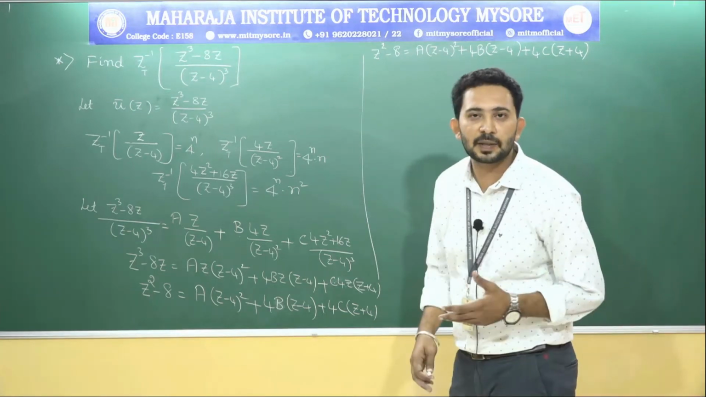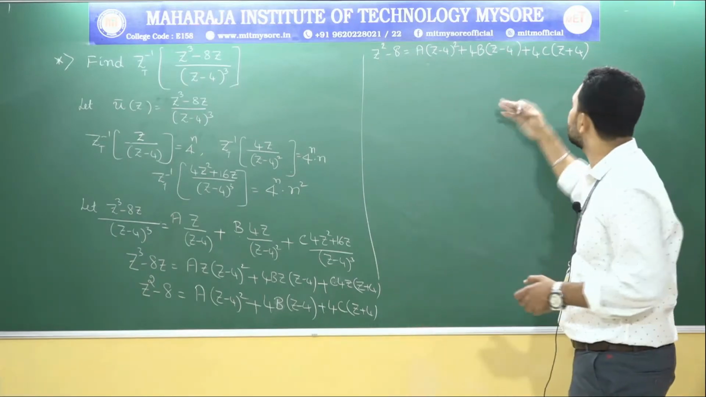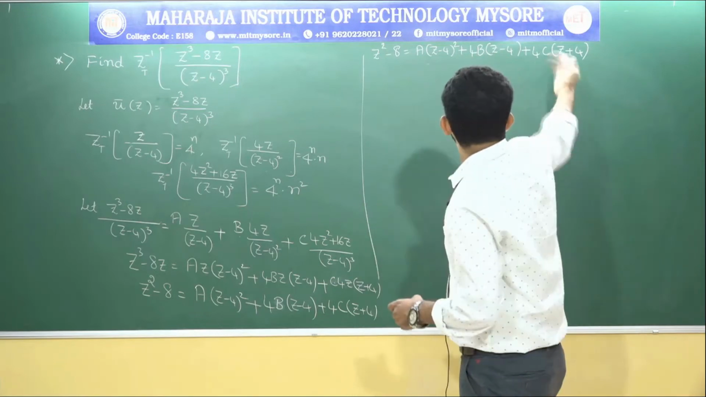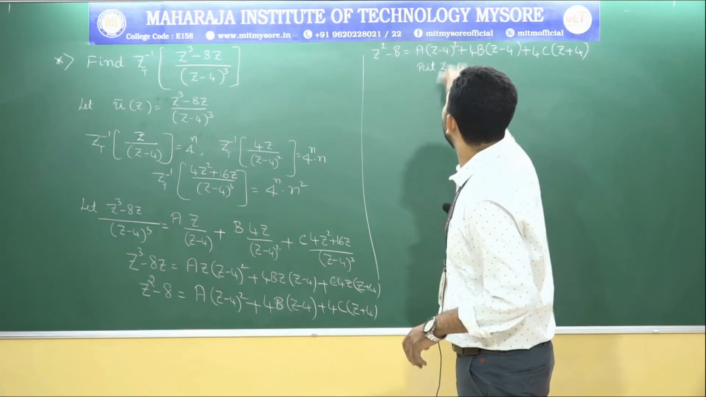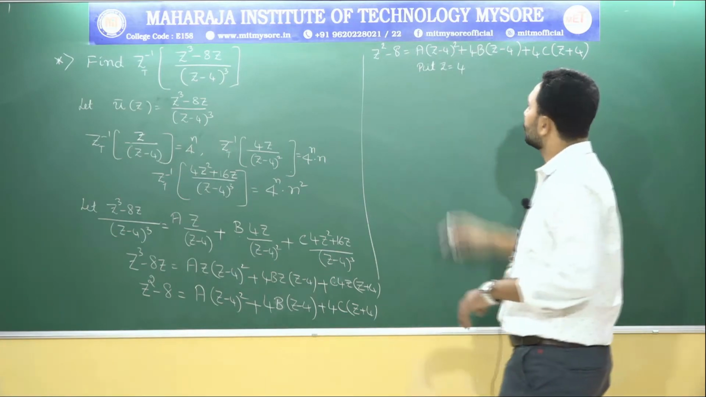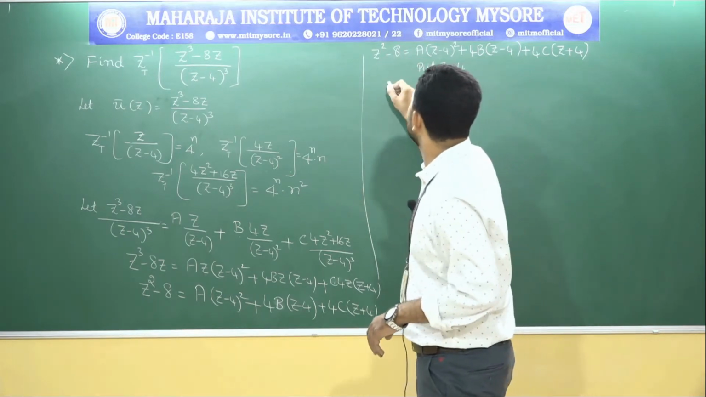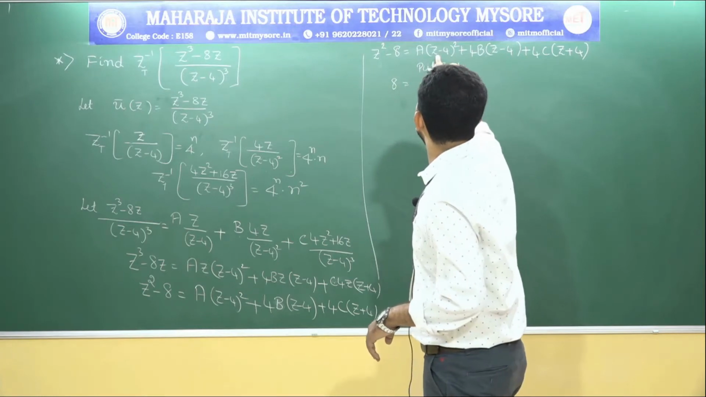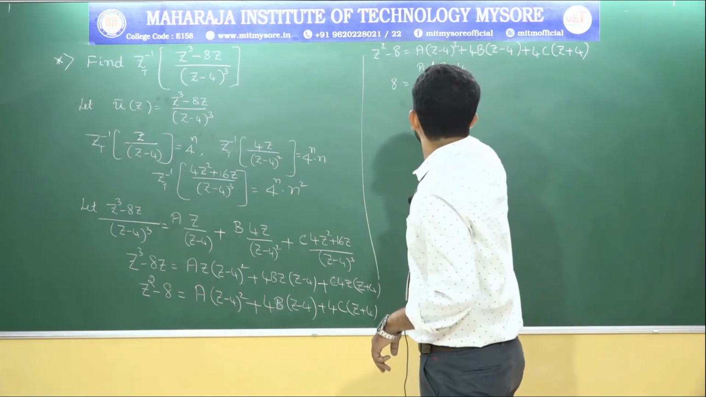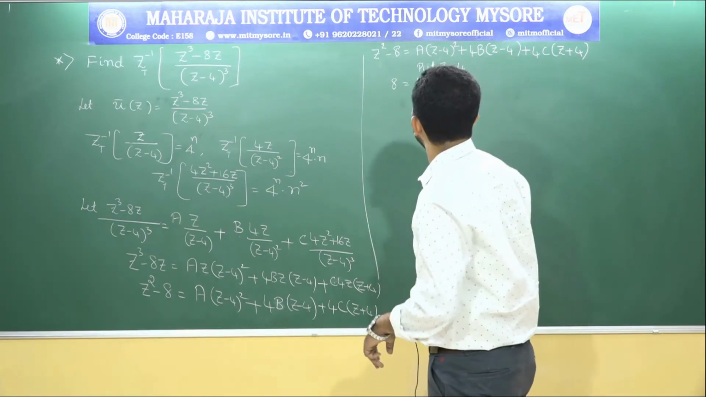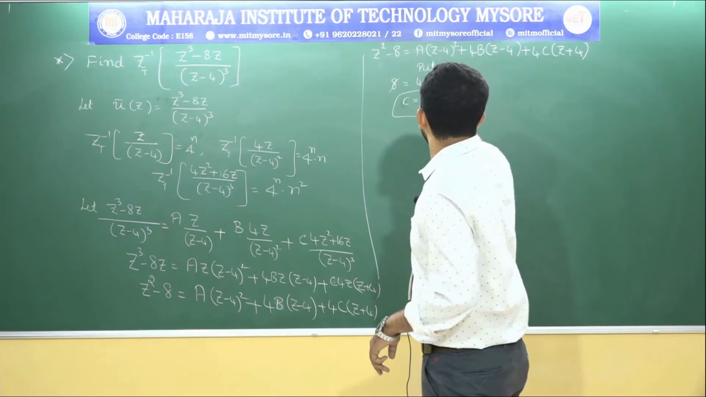We need to find the constants a, b, c. For that, to find a, make b and c 0; to find b, make a and c 0; to find c, make a and b 0. To find c, we can simply put z equals 4. If we put z equals 4, we'll get a and b 0. So z square is 16, 16 minus 8, so 8 equals a into 0, b into (4 minus 4) is 0. We will remain with 4c into (4 plus 4), that is 8. So 8 will get cancelled. c equals 1 by 4.